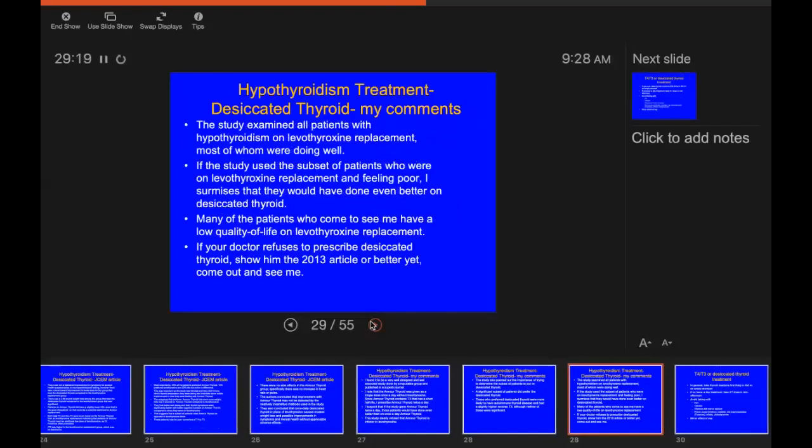And then also, the study looked at all patients with hypothyroidism on levothyroxine replacement. Most of them are doing well. So if somebody's doing pretty well, they're probably not going to get better on the desiccated thyroid. But if somebody's doing poorly on it, they would do better once they got switched over. So a lot of patients come to see me, they're not doing that well on levothyroxine, and we determine they should probably benefit from desiccated thyroid. So if your doctor doesn't want to prescribe desiccated thyroid, and unfortunately there's still a lot of doctors out there that don't, please either show them this article or have them come see me.